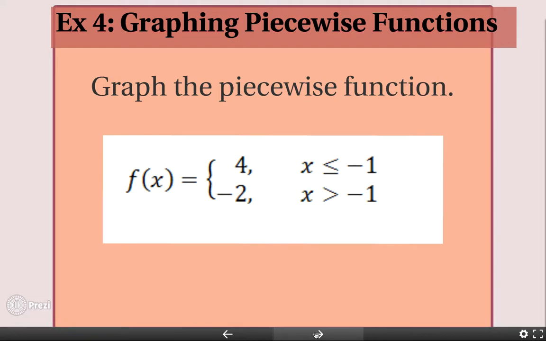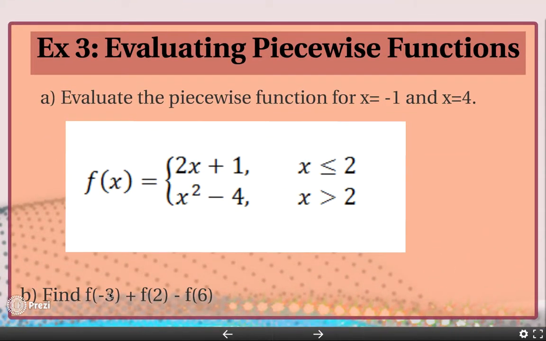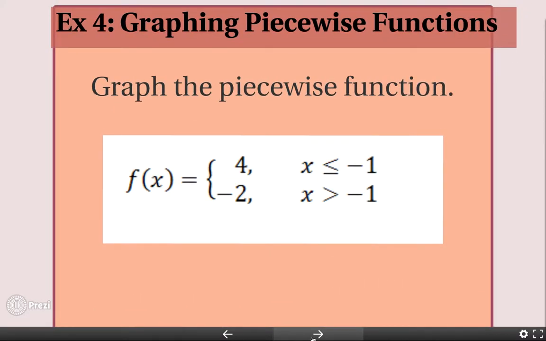All right, example 4. This time we're going to step it up a notch because I don't think those last ones were hard enough yet. So now we're going to take it a step further and actually graph the entire piecewise function. So you're going to see all the values that work with the piecewise function instead of just focusing on individual values like we did in these previous problems. To see how to do this, go ahead and click pause on this Prezi and watch the next video.